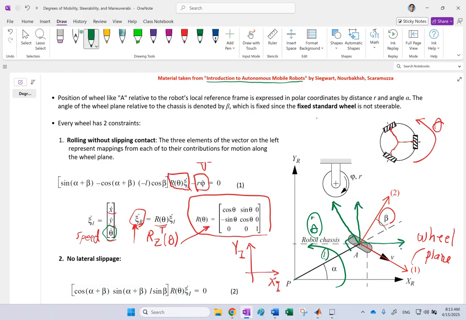If you want, we can call them xi dot R1, this is xi dot R2, and this is xi dot R3. These are the three components of the velocity that you get because of moving along xr, yr, and the spin about point P. Now we want to project these three along axes 1 and 2, the axis of the wheel and the plane of the wheel. So this is the wheel axis, axis 2.